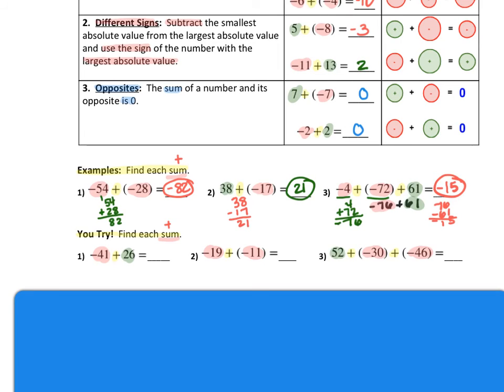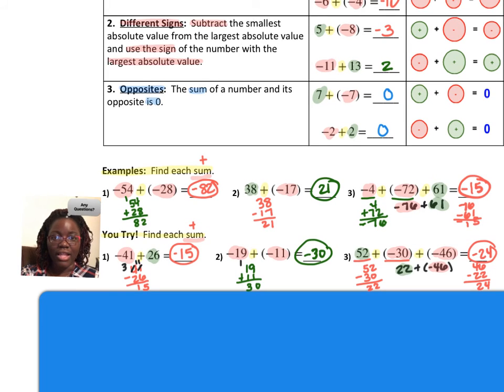Use examples 1, 2, and 3 to complete the U-Try problems 1, 2, and 3. Look over the problems that I just completed for you and let me know if you have any questions.